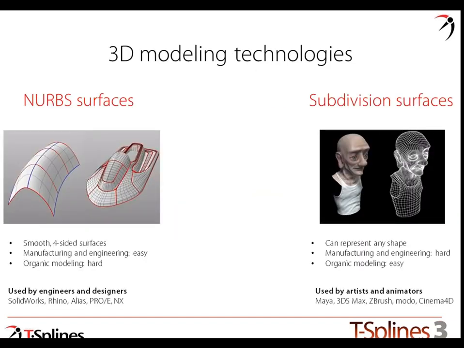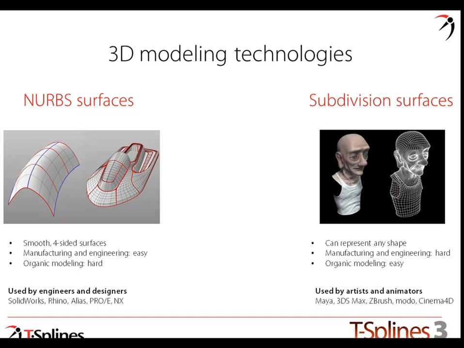The T-Splines technology is something of a Rosetta Stone. In 3D modeling today, there are three main types of technologies used. Two of these are NURBS and subdivision surfaces. NURBS are well-defined, smooth, four-sided surfaces which can be combined to make more complex surfaces. They can easily be booleaned and trimmed, so they are the standard used in CAD and engineering programs like SolidWorks, Rhino, Alias, Pro-E, and others. However, since they are four-sided, it's hard to do organic modeling with them.